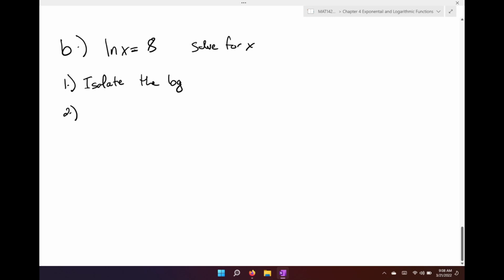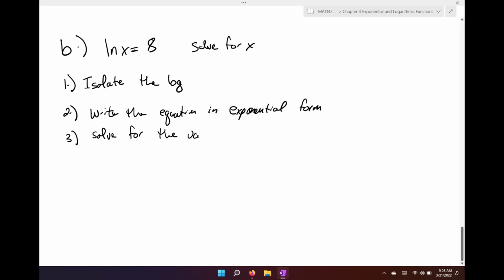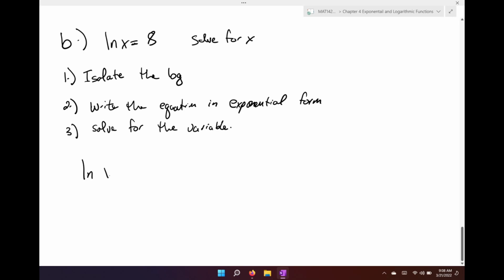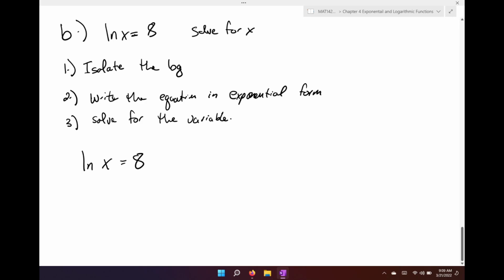Second, we're going to write the equation in exponential form. And then third, we solve for the variable. Okay? So if you look at our example here, the natural log of x equals 8. Step 1, the log is already isolated. Step 2, we're going to write the exponential form.